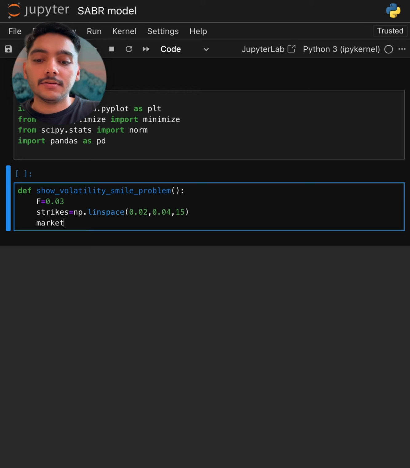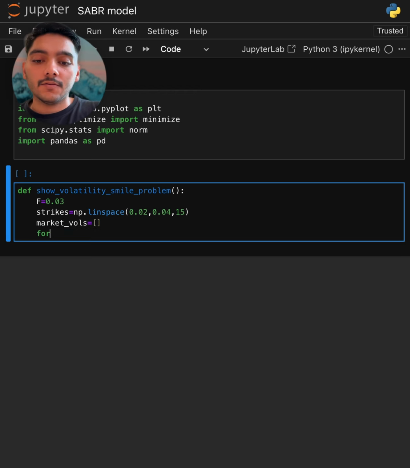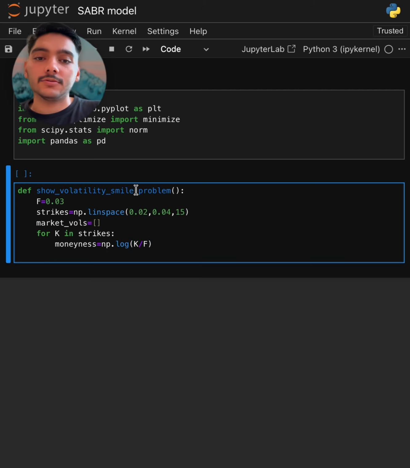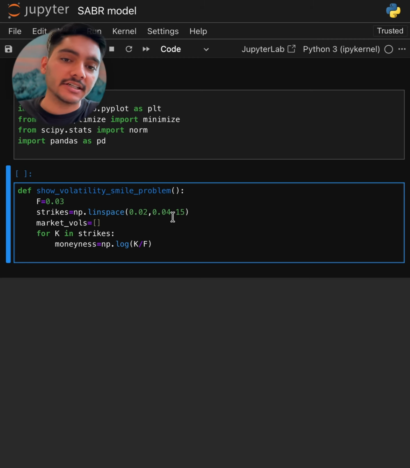So it will be market volatility is equal to, for k in strikes, moneyness is equal to np.log of k upon f. So this is moneyness equal to the natural log of k upon f, which converts price ratios to a symmetrical scale. So step 3 will be the empirical smile formula.